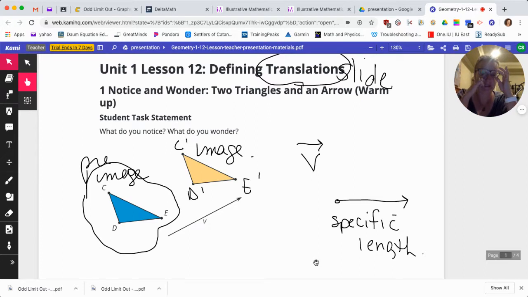If you liked the movie Despicable Me when you were younger, they had the villain Vector, and he would say, what would he say, like force with direction or magnitude with direction? I don't know. It always made me laugh, but that's what we're talking about here.